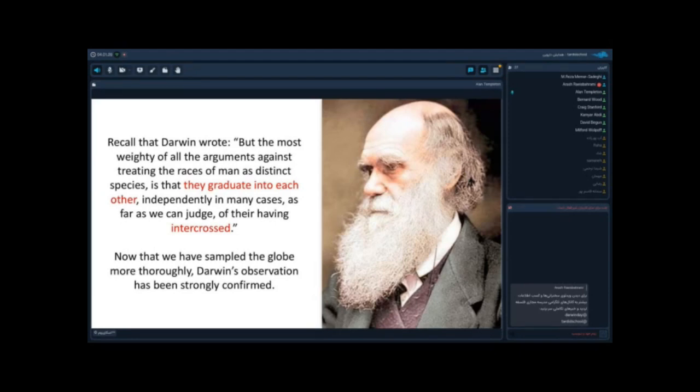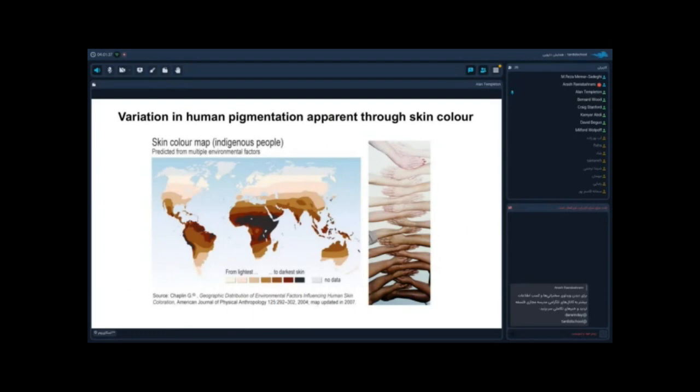There are no races of man because they do graduate into each other and they do intercross. So Darwin was right, and we now know, as we've thoroughly sampled the globe, much more than Darwin could in his voyage on the Beagle, we've shown this is true. I'll just give a couple of examples.